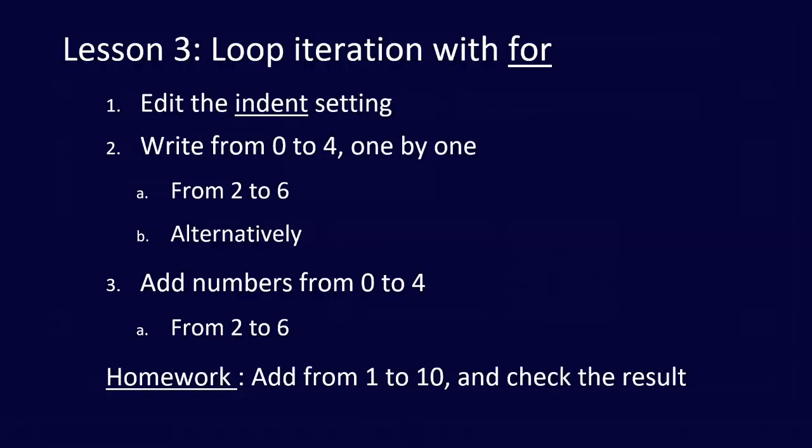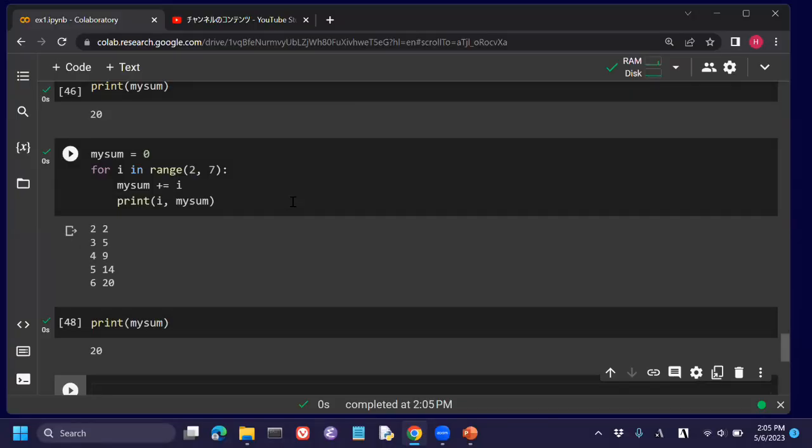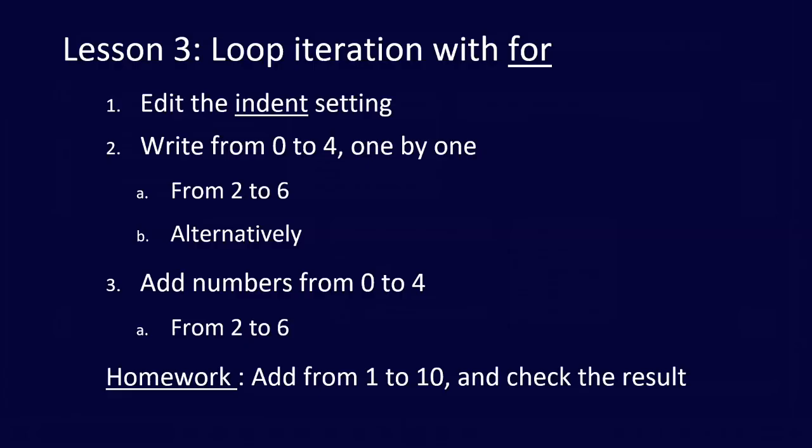Okay, that's all for today. So I hope you understand that. Again, let's press Control S, save the file, and resume it next time. Okay, homework: add from 1 to 10 and check the result. Maybe you know what the result should be. So anyway, try to program it yourself using Python and then check the result.